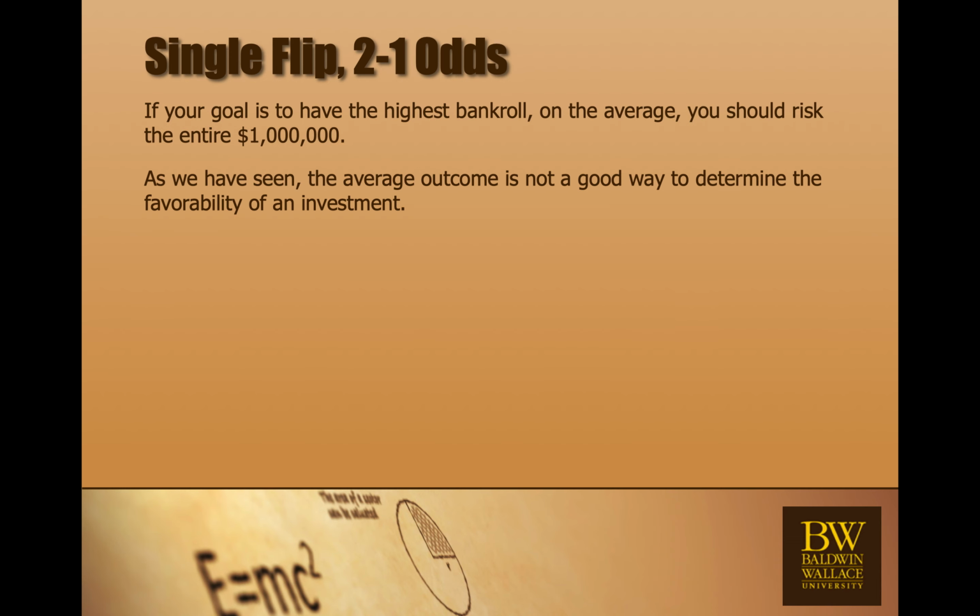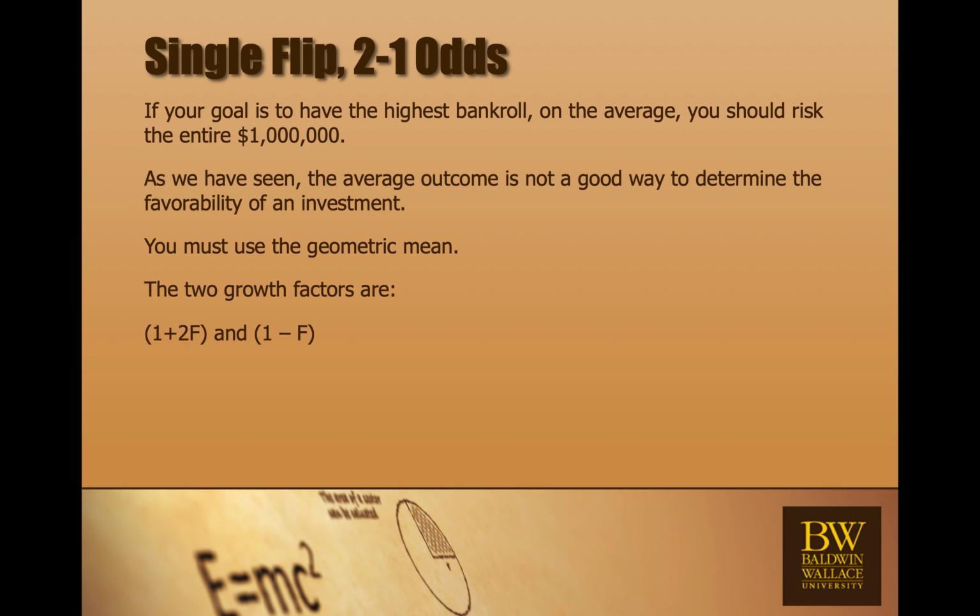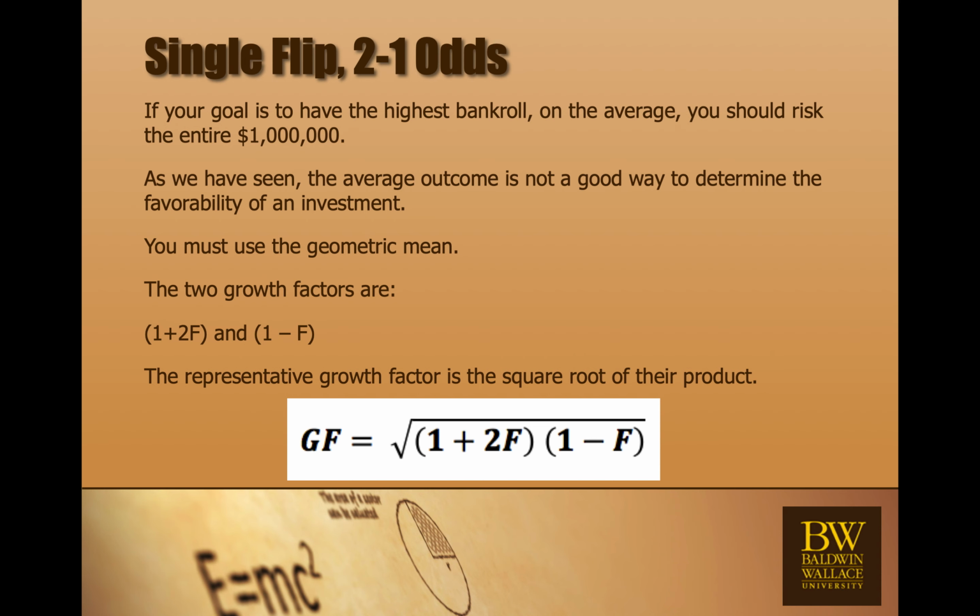But we have seen average outcome is not a good way to determine whether an investment is favorable or not. You have to use the geometric mean, and we can calculate the geometric mean. Here's the two growth factors. 1 plus 2F if you win, 1 minus F if you lose. Instead of adding them up and dividing by 2, we have to multiply them and take the square root. There it is. Now what this function looks like is not obvious.